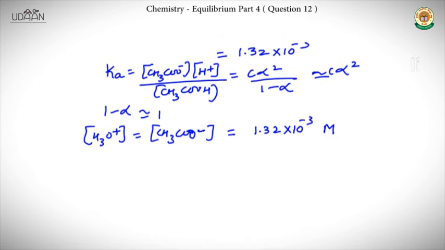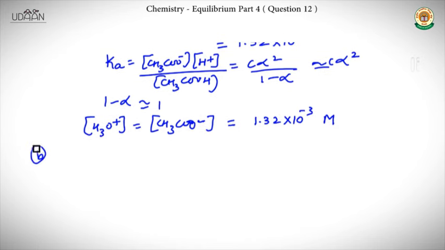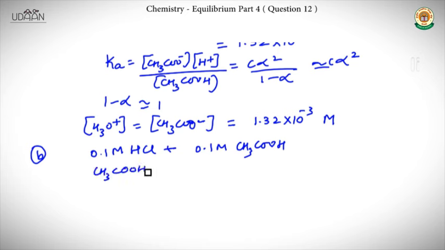Okay. Now we move on to part B. What happens to this solution? What happens to the hydronium ion concentration if I add 0.1 molar HCl to 0.1 molar CH3COOH? Okay, let's see what will happen. This is the reaction for the dissociation of the weak acid, acetic acid. Now, we know that HCl is a strong acid, so it will dissociate completely.